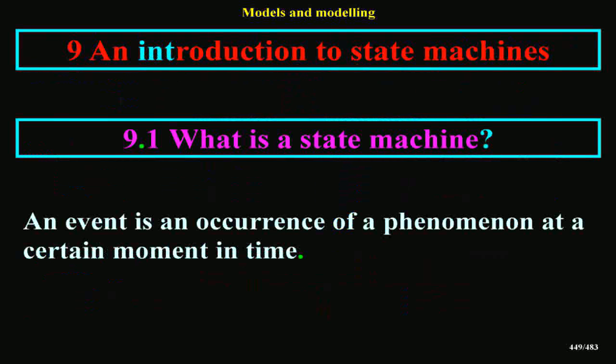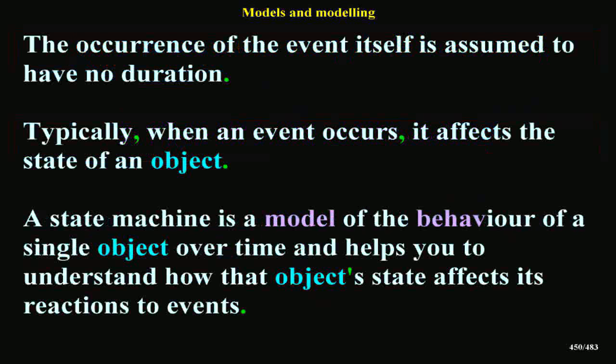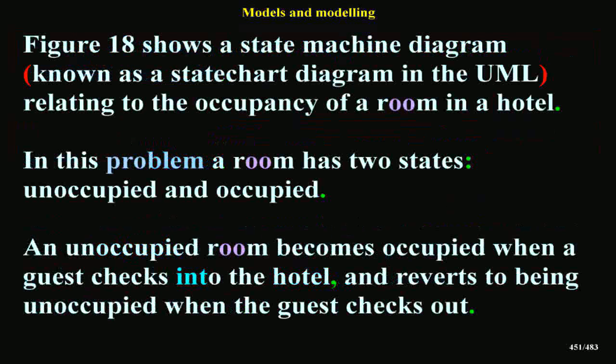9. An introduction to state machines. 9.1. What is a state machine? An event is an occurrence of a phenomenon at a certain moment in time. The occurrence of the event itself is assumed to have no duration. Typically, when an event occurs, it affects the state of an object. A state machine is a model of the behavior of a single object over time and helps you to understand how that object's state affects its reactions to events.